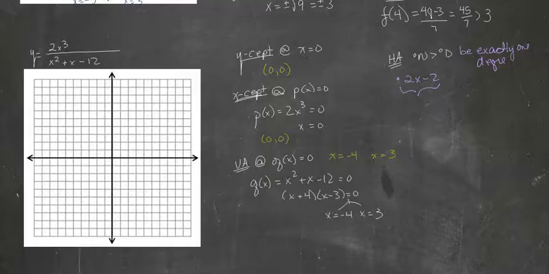All right, so let's put together everything we have and get this over with. We have a y-intercept. Oh, let's look at our asymptotes first. We have vertical asymptotes at x equals 3 and at x equals negative 4.